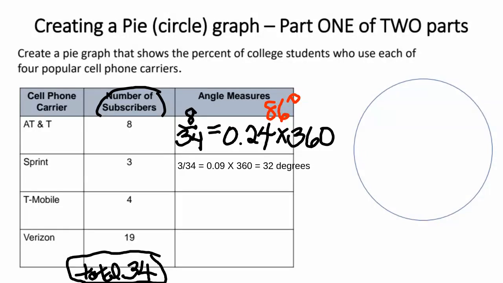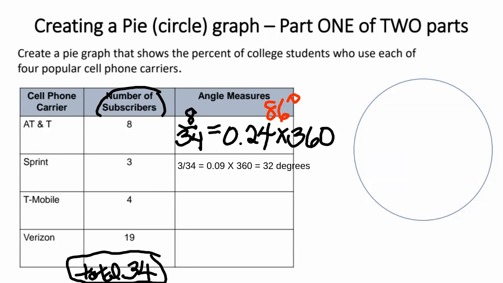3 divided by 34. 34 is our total. Round off this. Wanted to highlight it, not erase it. You want to make sure right here that 0.9 is the decimal. Then you give me 360.